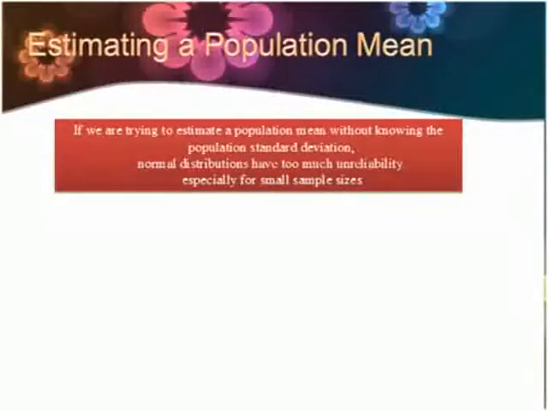If we were trying to estimate a population mean without knowing the population standard deviation, which is almost always the case, normal distributions have too much unreliability, especially for small sample sizes. So before, we would get a z-score, and we found that the z-scores for the sample mean are normally distributed. And so we were able to use our normal distribution. However, we're not going to be using this anymore because we don't know the population standard deviation.